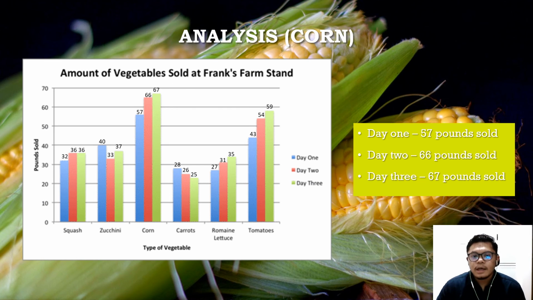Now, let's look at the corn data. As you can see, the least amount of corn sold was 57 pounds on day 1. On day 2, the amount of corn sold rose significantly by 9 pounds. Then, the highest amount of corn sold was 67 pounds on day 3.